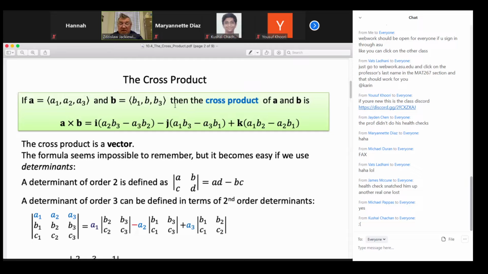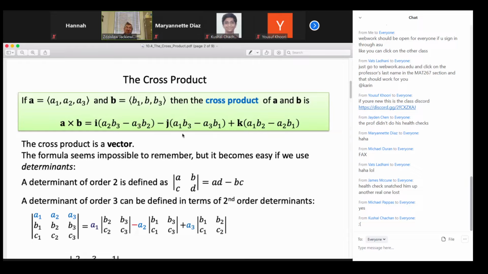Well, then the cross product. Cross product is again a vector. You remember, the dot product of two vectors was a scalar. The cross product notation is A, this cross here or X here, B, and that's a vector. So the cross product of two vectors is again a vector. And here is a crazy formula: i, and here is a2b3 minus a3b2 and so on. Well, don't memorize this formula.